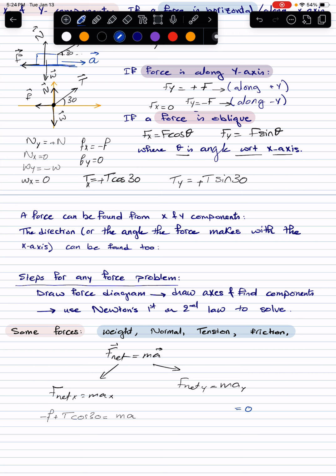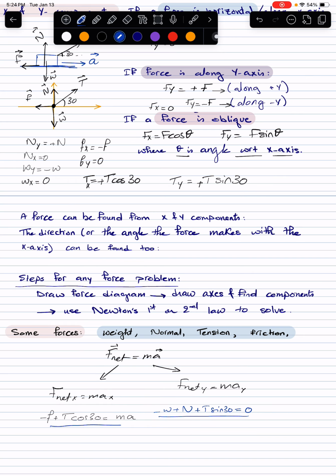For the y components, if you just add up all of the y components, we have the normal, which is N, the weight, which is minus W, no friction, and Ty, which is T sine 30. You will get minus W plus N plus T sine 30 equals 0. We just got two equations, and we can use whichever one we find convenient to solve the question. It will depend on what you're asked to find, whether it's the friction, the acceleration, or the tension force. And that's typically the steps that you use for any problem on forces.